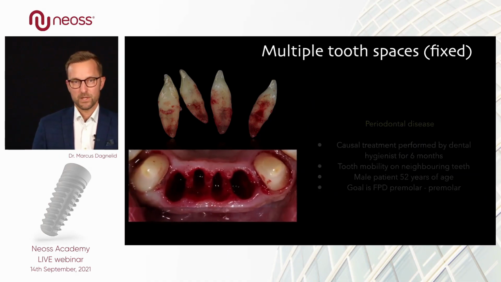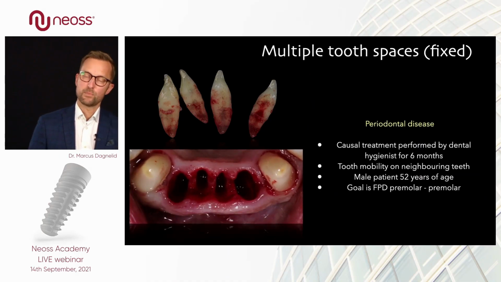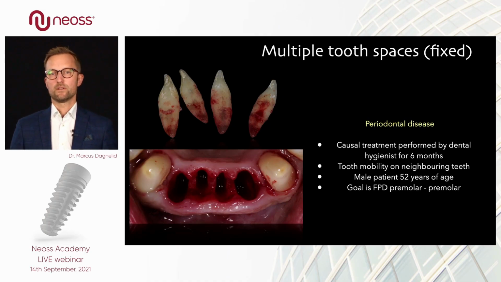So what's the treatment for this patient? Well, this is a patient with periodontal disease. So this patient here is undergoing causal treatment performed by the dental hygienist for a number of months, making sure that we have full cooperation of the patient before we move on with any type of prosthetic treatment. Obviously, this is a very important key rule.